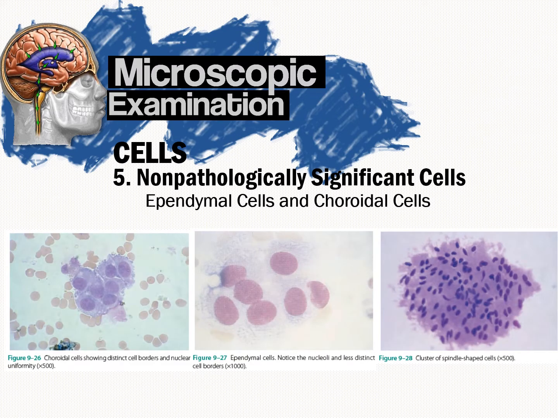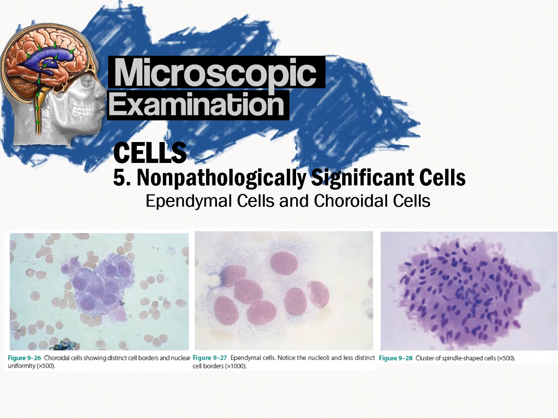Next are the non-pathologically significant cells. They are normally seen in CSF but are not clinically significant. They often appear in clusters and can be distinguished from malignant cells by their uniform appearance. They frequently appear in the CSF following diagnostic procedures such as pneumoencephalography, when the CSF is obtained via ventricular taps and during neurosurgery. Specific examples of these cells include the choroidal cells, the one on the left.